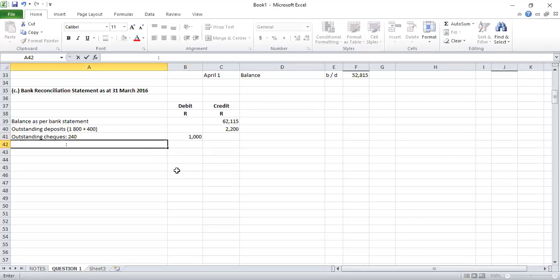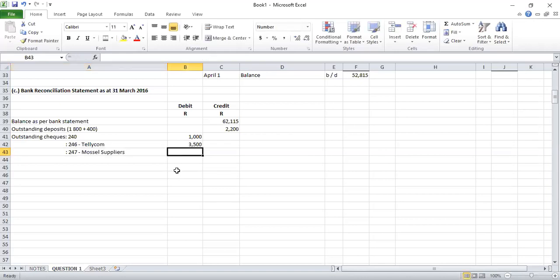Then we have got 246, Telecom. Outstanding checks, normally we show them one by one, unlike outstanding deposits that we can add together. Outstanding checks, we normally list them one by one so that we can monitor them. Then 247. You can even put the date. Right. So those are our outstanding checks.